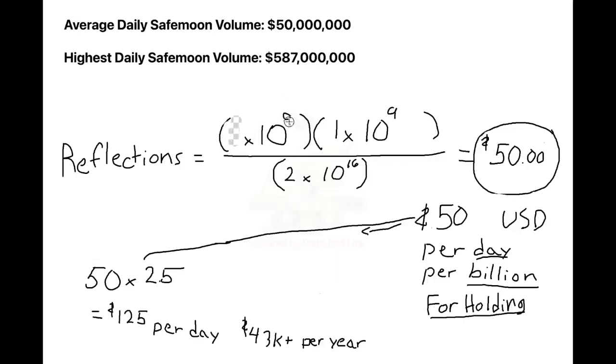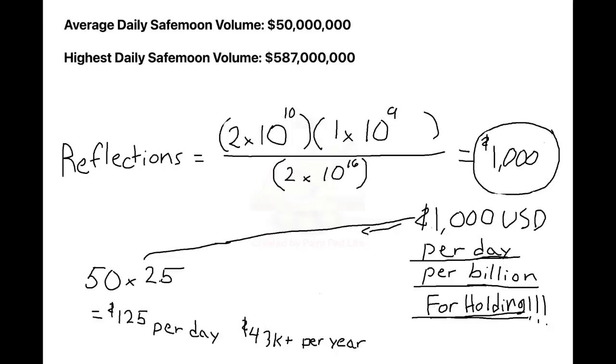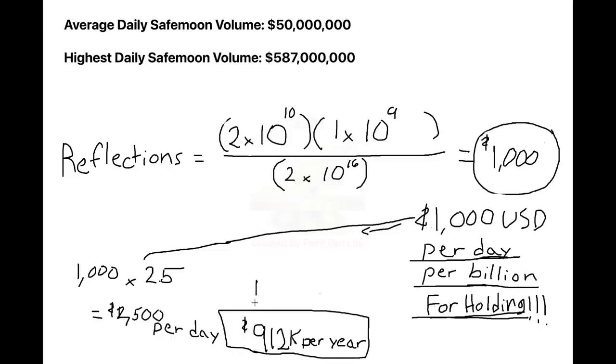So if we reach Doge level volumes, substituting in 20 billion Safemoon, 1 billion Safemoon, $20 billion, we get $1,000 per day per billion Safemoon that you own. Or myself personally would be getting $2,500 per day, or $912,000 per year. This is ridiculous. It doesn't make sense. The math just blows my mind, and I think people are starting to realize this.